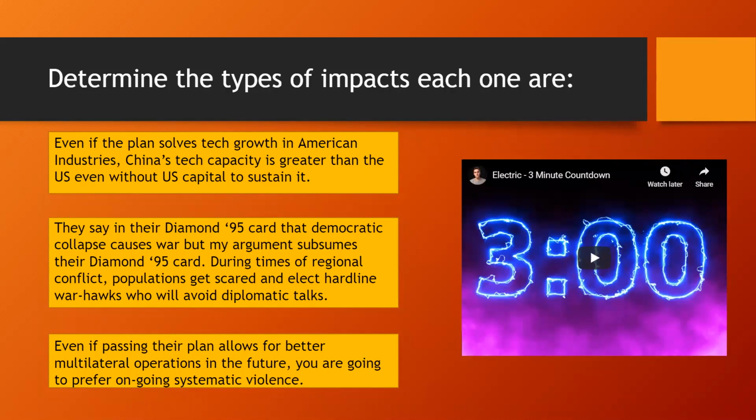All right, so these are three types of impacts. I want you all to take 3 minutes and determine what types of impacts these are. Is the first one impact calc? Is the first one magnitude, time frame, probability? Is the second one magnitude, probability, time frame? So we're gonna go through these, read them, and determine which type of impact calculus they are. The timer starts now.